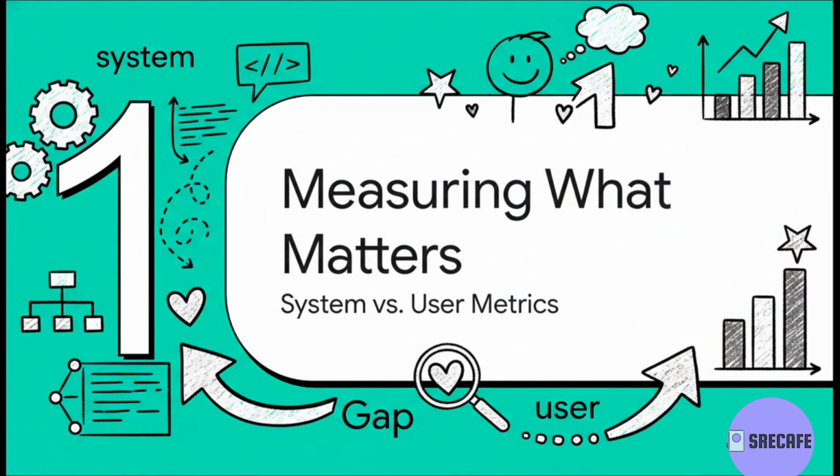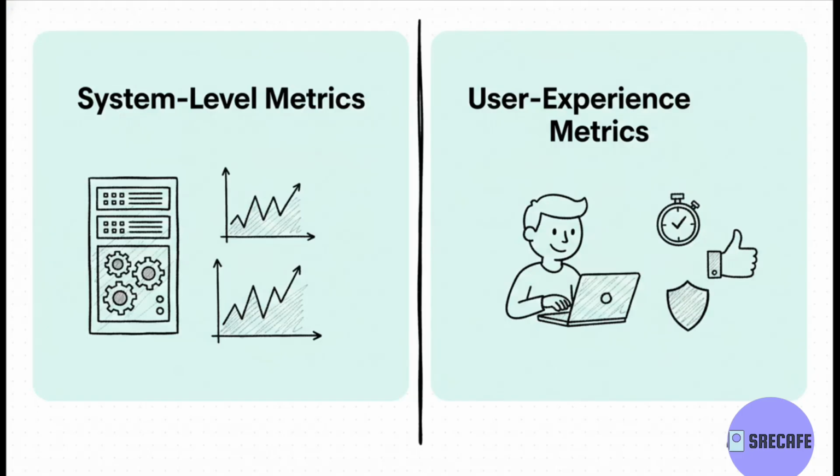All right, so to close that gap, we first have to get our heads around the two very different worlds of metrics that we deal with. There are the metrics that tell us about our machines, and then there are the metrics that tell us about our users' experience. Let's break that down. On one side, you have the classic system-level metrics we all know and love, right? CPU, memory, disk I/O, basically the vital signs of the server itself. But then, on the other side, you have what your users actually feel.